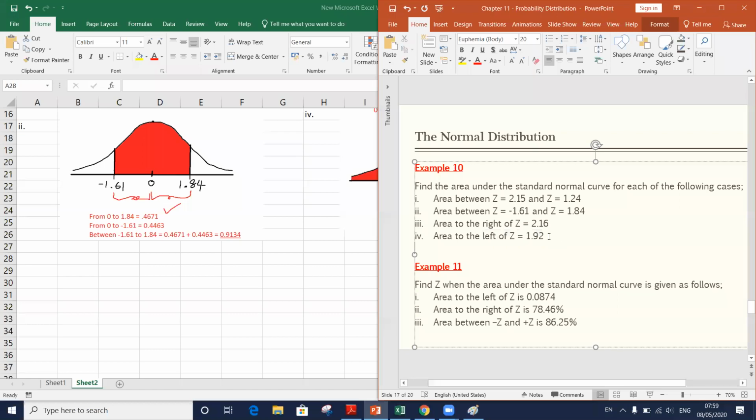What was in example number 10? Given Z values, how do we find probabilities? But in example number 11, it discusses if we are provided with probability values, how can we find the Z values, right? Example number 10 discussed how to calculate probability values given Z values. Example number 11 discusses how we find the relevant Z value given probability values.